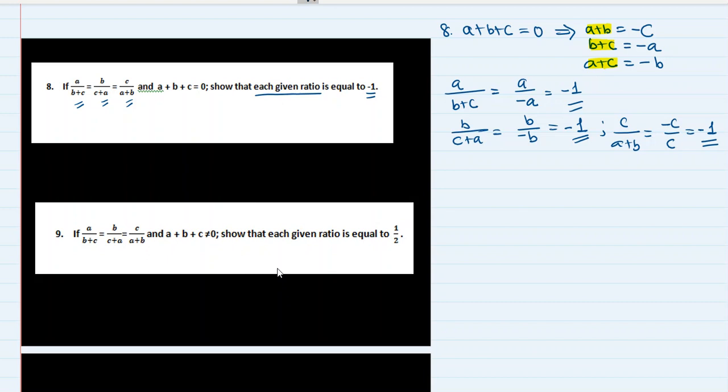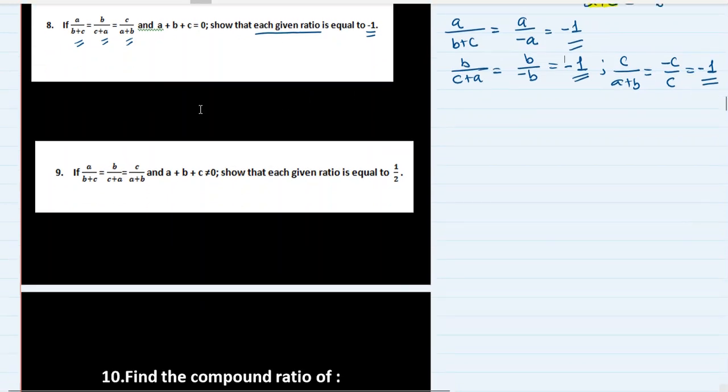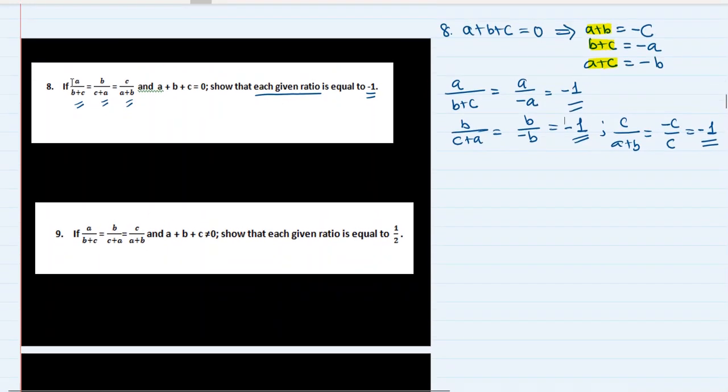But the very next question, which seems very similar, yet is different. It says that if A by B plus C is equal to B by C plus A is equal to C by A plus B, and A plus B plus C is not equal to 0, show that each given ratio is equal to 1 by 2. So we know that A by B plus C is equal to B by C plus A is equal to C by A plus B.